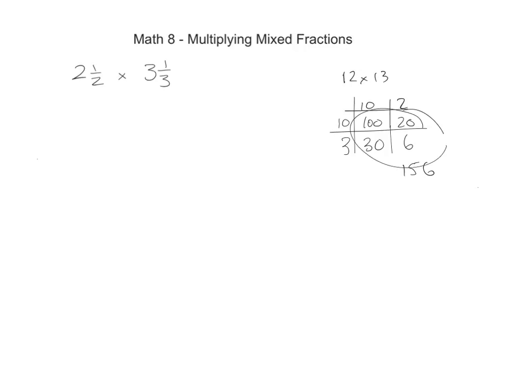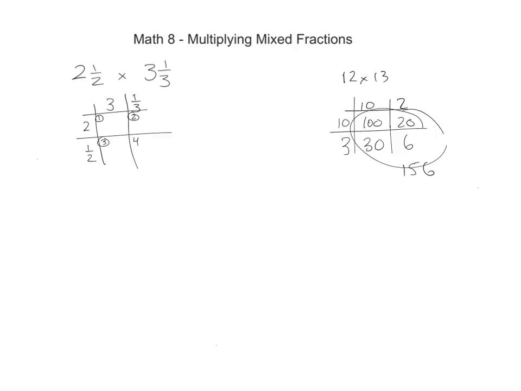Well, you can do the exact same thing with fractions. So in this case here, what I want to show you is we're going to just make our grid. On one side, we're going to put 2 and 1 half. And on the other side, we're going to do 3 and a third. And so you can see you got your grid here. Now, there's 4 boxes we've got to fill in. So we're just going to take some time here to fill in all 4 boxes.